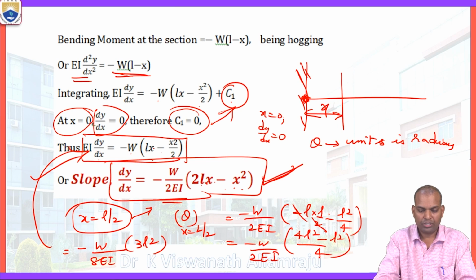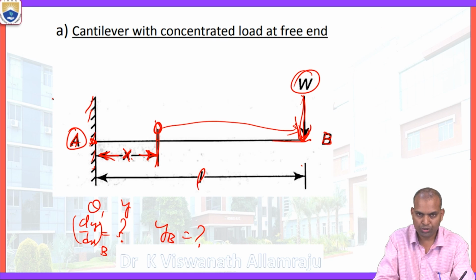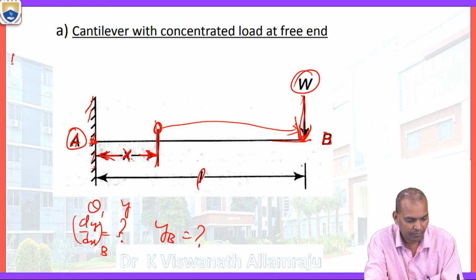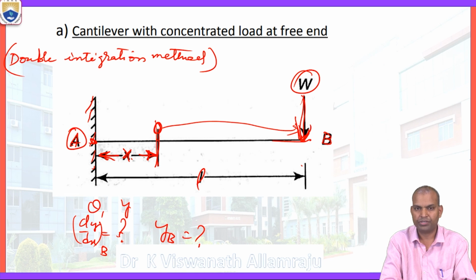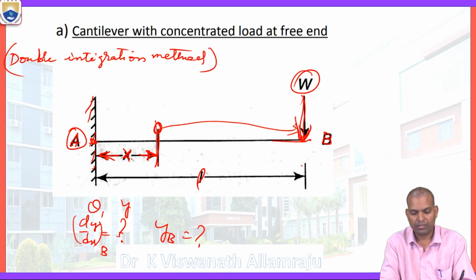Alright. So it's very important for us. What type of method did we use? We used the double integration method. The double integration method is used for calculating the slope and deflections of a cantilever beam subjected to a point load at the free end.